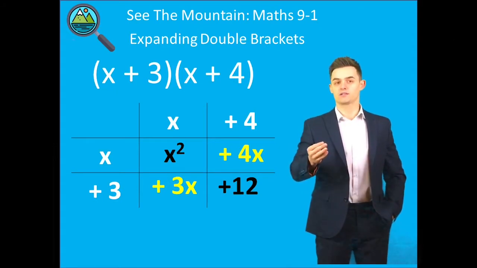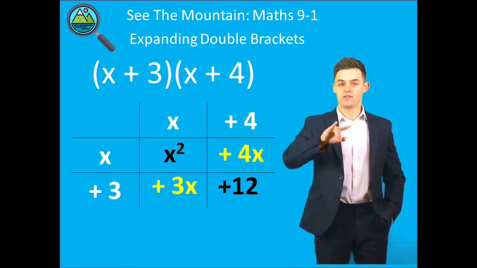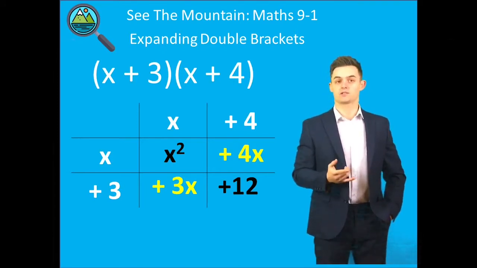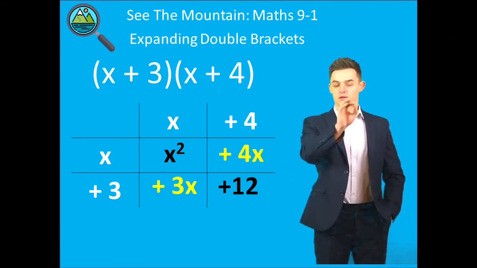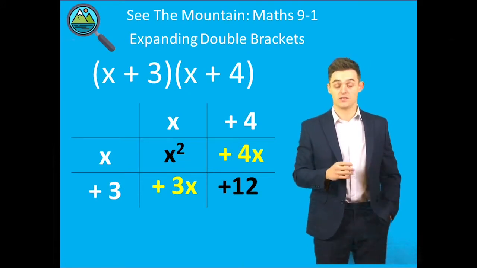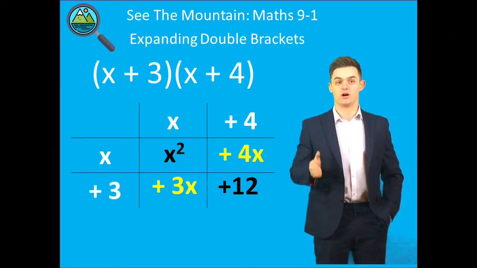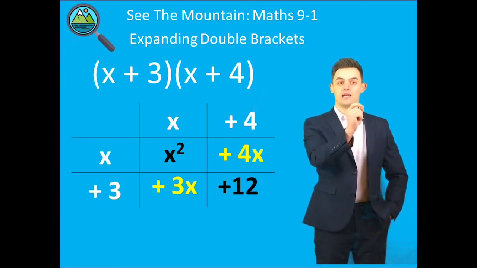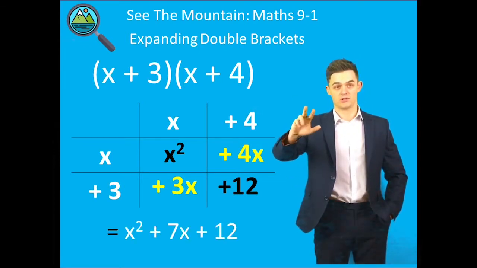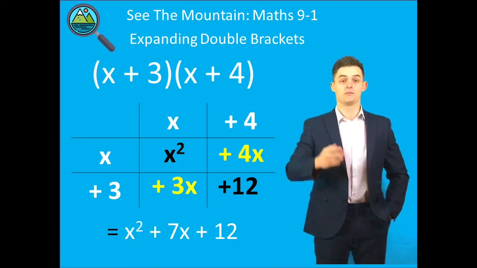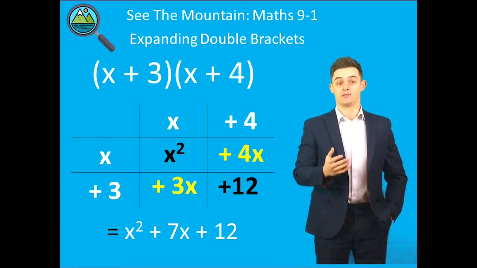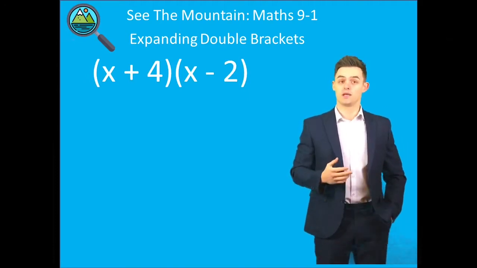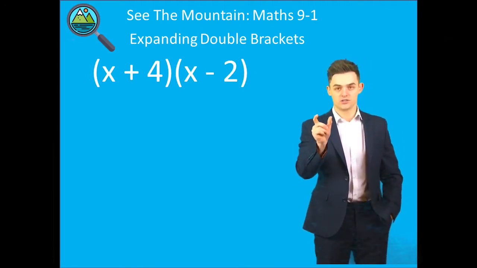Notice in our grid, we have some like terms here. So we've got a 3x and we've got a 4x. Now these we can simplify. 3x plus 4x makes 7x. Remember, within all the numbers we've just calculated within the grid, we add up to get our final answer. So adding all these up, we're going to get x squared plus 7x plus 12. That's our answer.